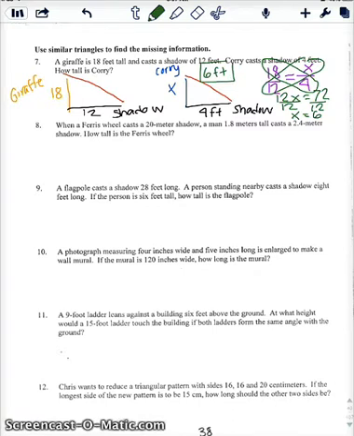That's one way to solve this. The other way to solve problems like this is using the Tic Tac Toe method, and that's what I'm going to show you in the next one. So problem 8. When a Ferris wheel casts a 20-meter shadow, a man 1.8 meters tall casts a 2.4 meter shadow. How tall is the Ferris wheel?